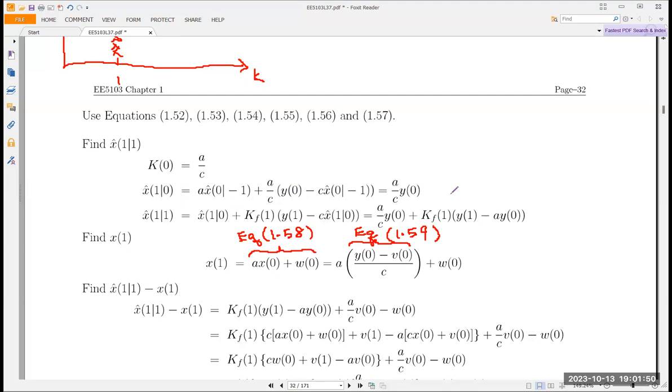Okay. Then after that, x hat 1,1. So you go to the Kalman filter, which is 54. You substitute inside here, and you will get x hat 1,1. All right, so with this, you will find x hat 1,1.